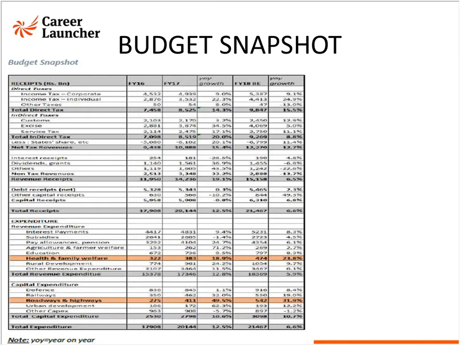I have highlighted the two things. That's your health and family welfare, where your expenditure is up 23.8%, which is a 24% increase in your expenditure on health and family welfare. As you can see, health and family welfare is a revenue expenditure. And if you see, overall revenue expenditure this year is up 6%.